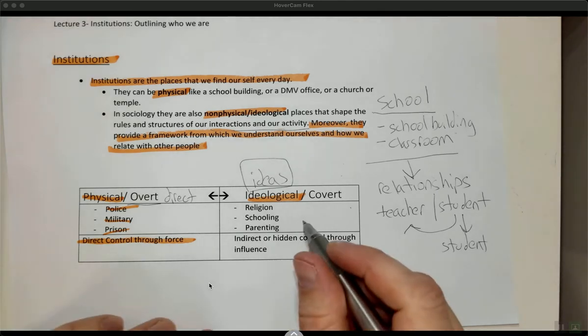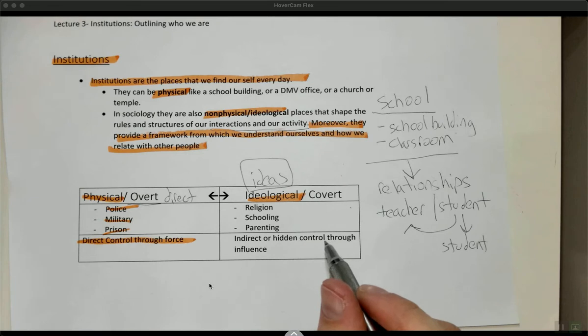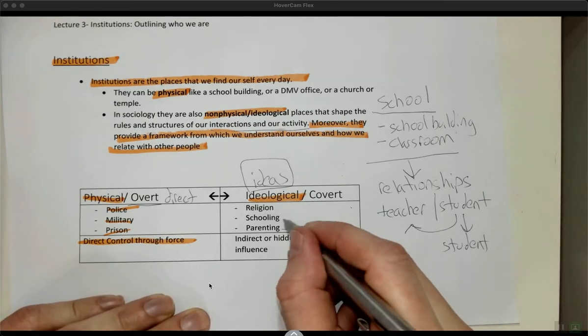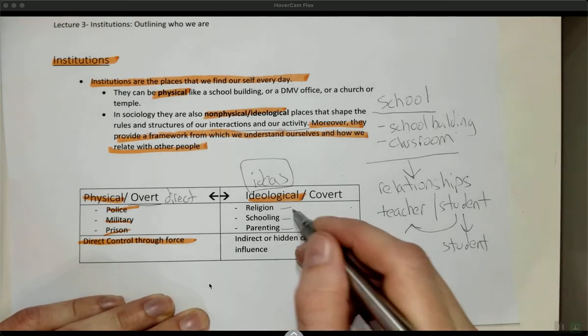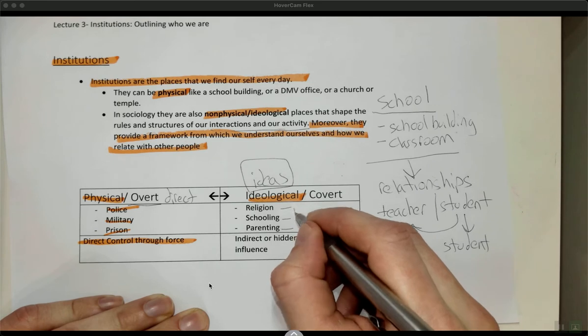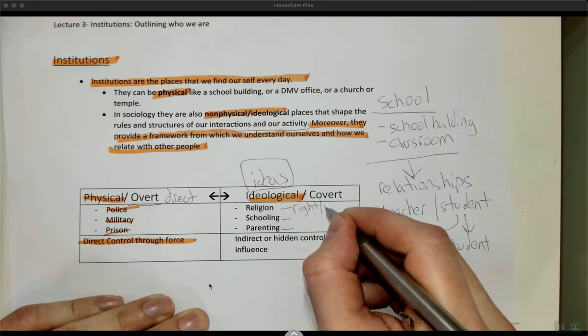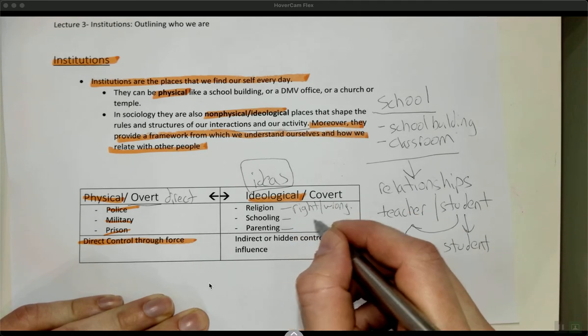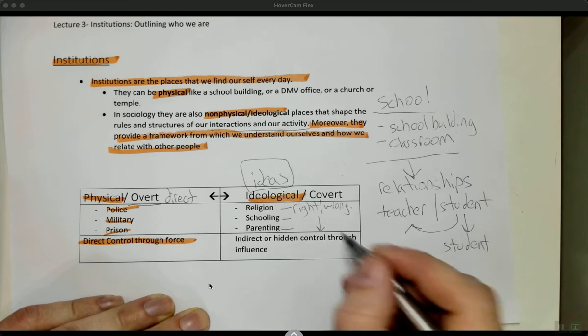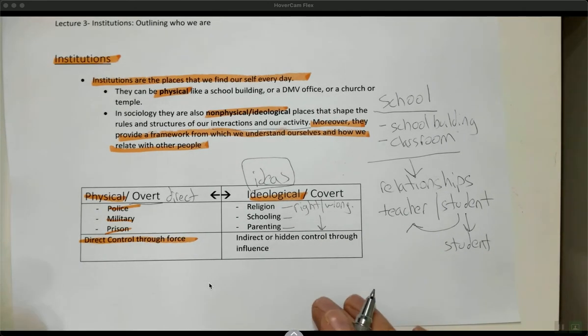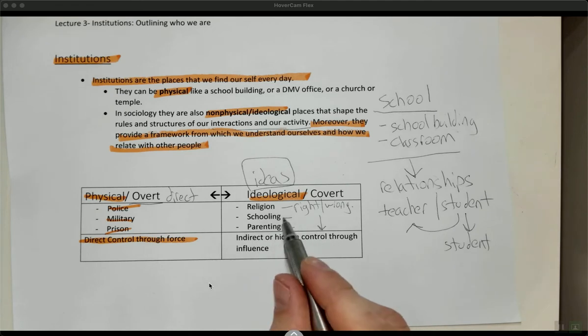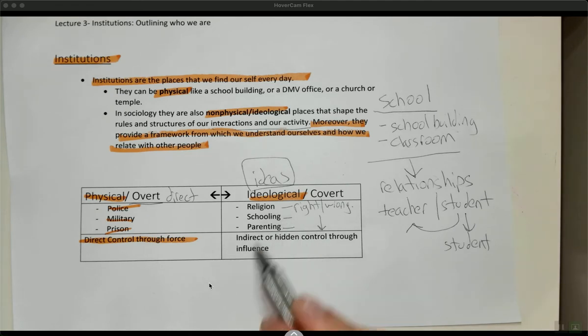Okay. Whereas ideological control, ideas, can be more subtle. Maybe it's a little bit more hidden. For instance, in religion, you may learn what right and wrong is. Parenting, you might get a similar story from parenting. Same thing with schooling. These give you certain ideas of how you're supposed to act and how you're not supposed to act, but it may not be as direct. And of course, these can also intersect. So for instance, schooling control could end up being something referring you to the police. That could be a more direct control.